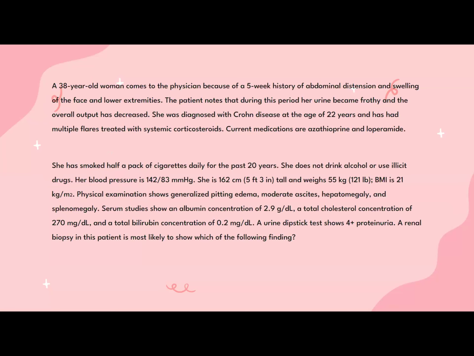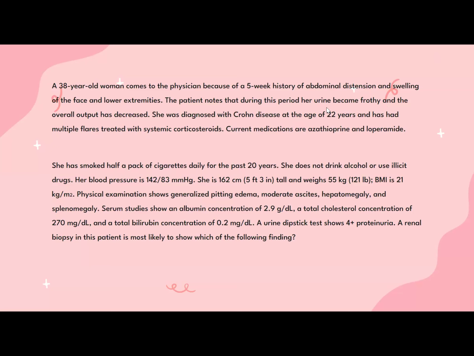Next question. A 38-year-old woman comes to the physician because of a 5-week history of abdominal distension and swelling of the face and lower extremities. So we're suspecting ascites, right? Swelling of the face and lower extremities. Patient notes that during this period her urine has become frothy. Okay, we're thinking what now? We're thinking of nephrotic. She was diagnosed with Crohn's and has multiple flares treated with systemic corticosteroids.